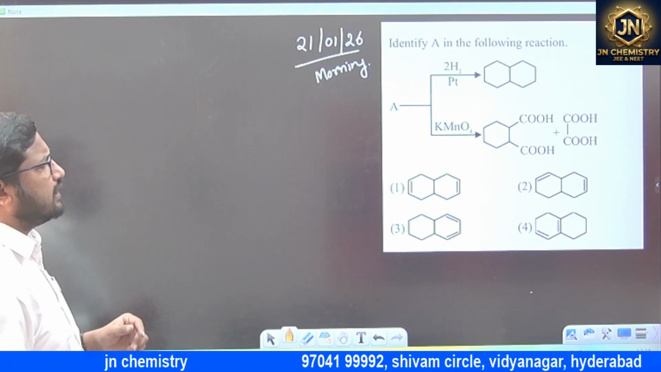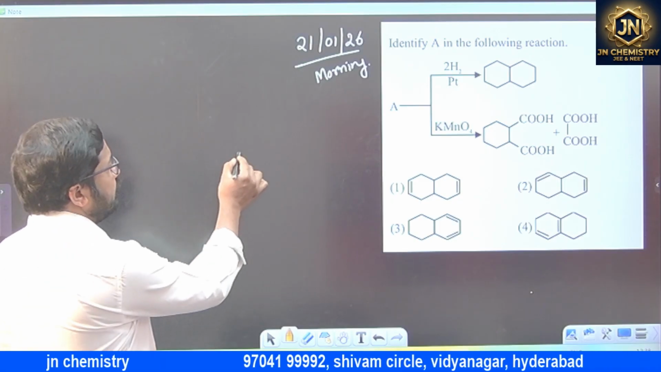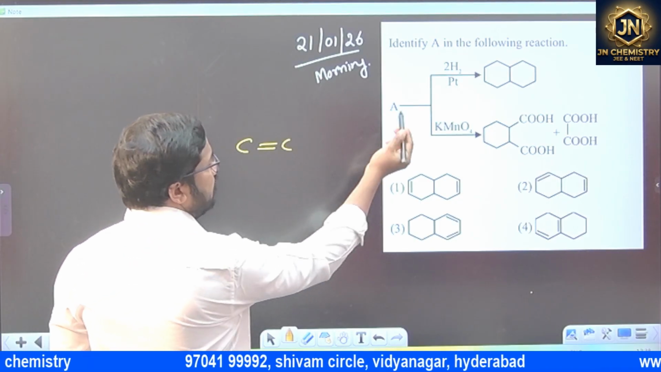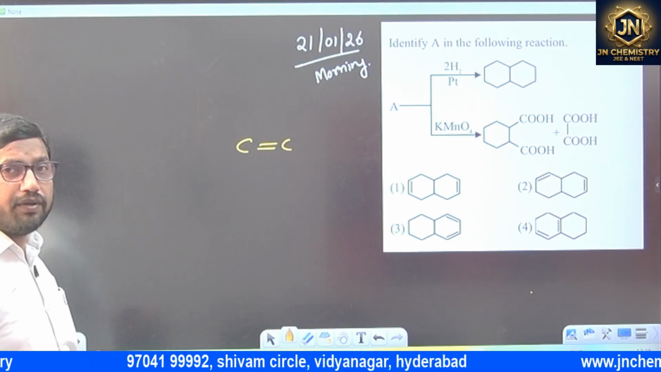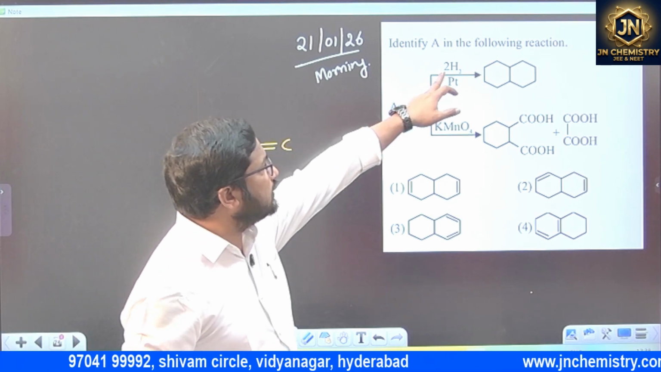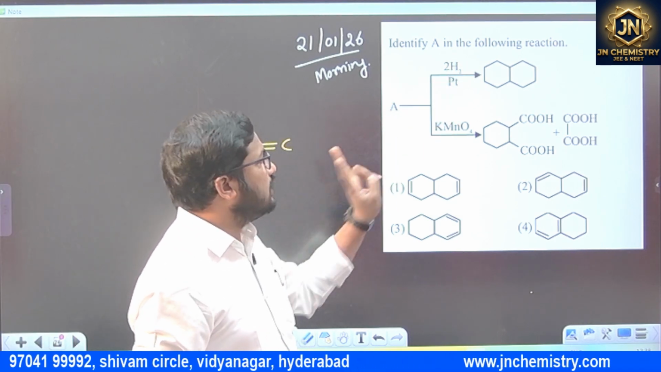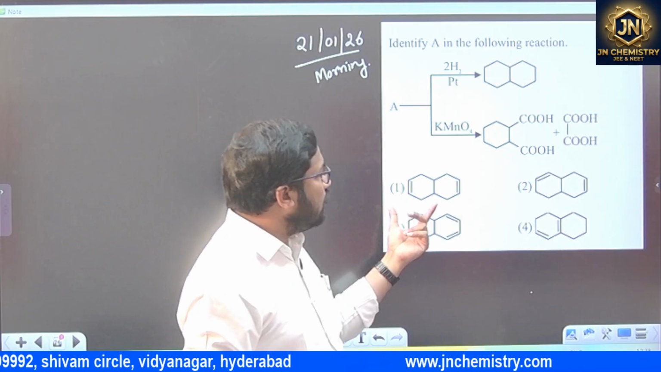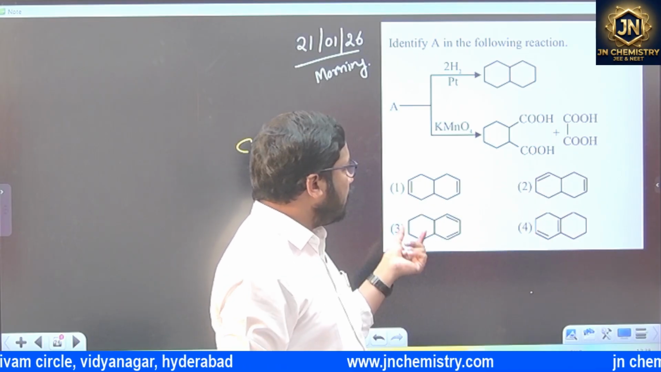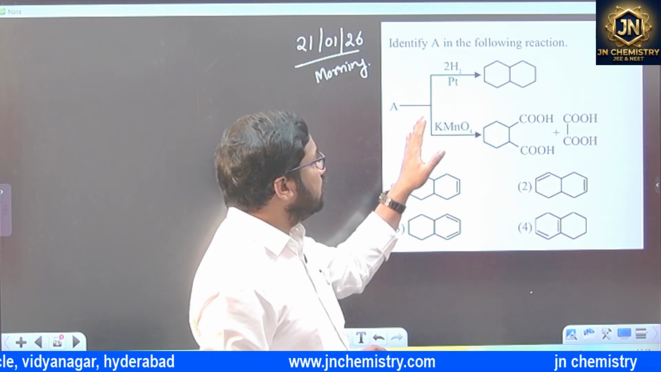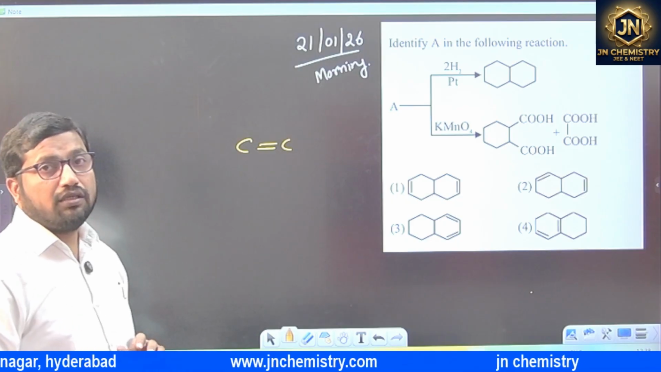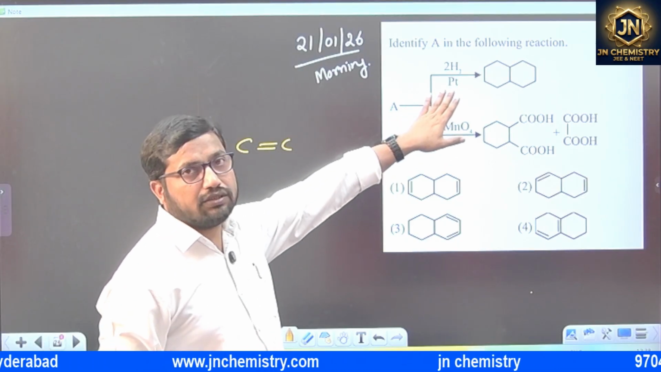Reduction reaction means obviously the double bond is converting into a single bond, right? So that doesn't matter. How many double bonds are there? Here 2 moles is given, 2 moles means obviously 2 double bonds. You can cross check the options, all have 2 double bonds. So we can't predict with the help of the first reduction.